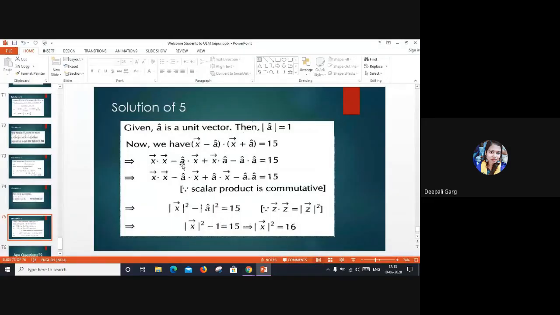A is a unit vector, it is given, so the magnitude of A will be 1. So when we distribute this dot product over the expression, it becomes x into x minus A into x plus x dot A minus A into A equals 15. Now what is A into A? A into A will be 1. A into x and x into A will be equal, and they are in opposite signs, so they will cancel out. So x square minus a square is equal to 15. x square minus 1 is equal to 15. So x square becomes 16.